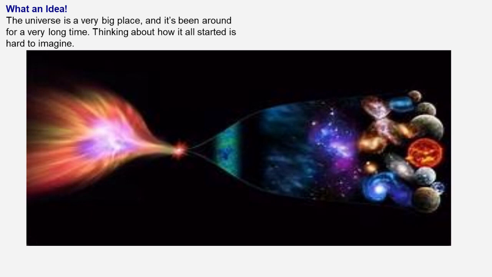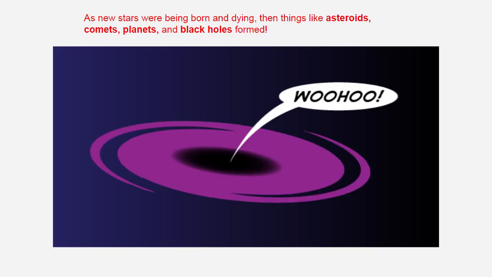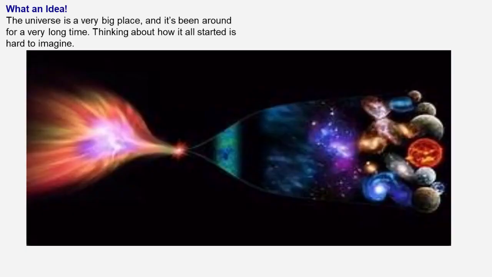So new stars were being born and dying. Then they form asteroids, comets, planets, and the black holes will be formed.